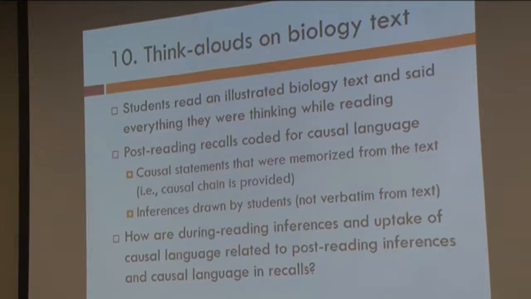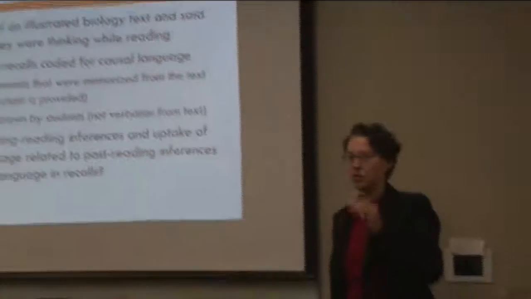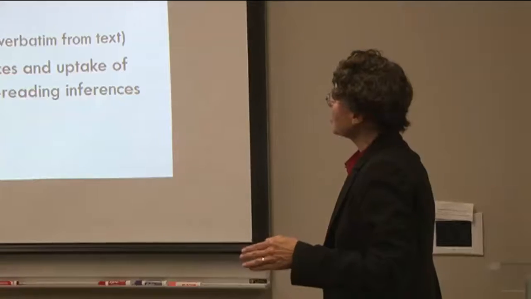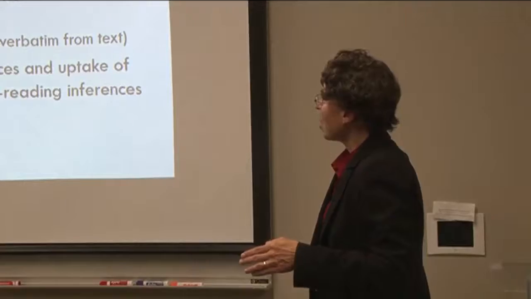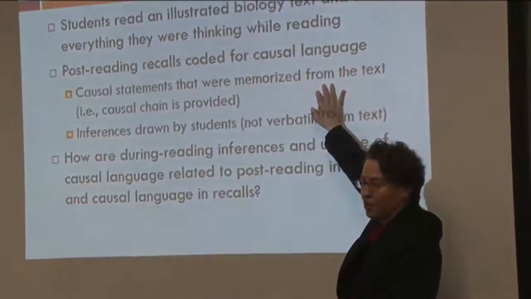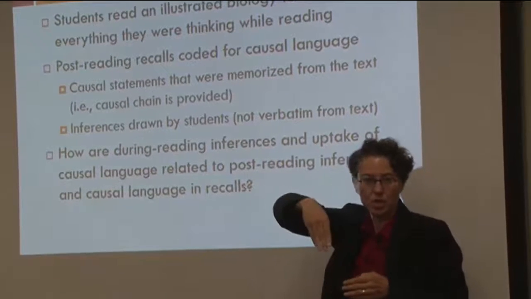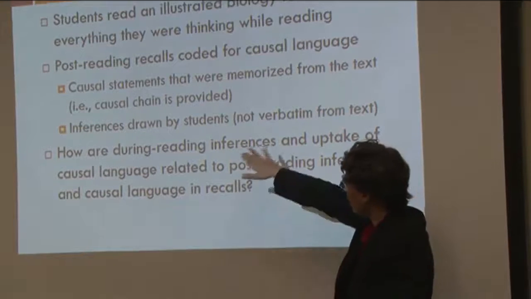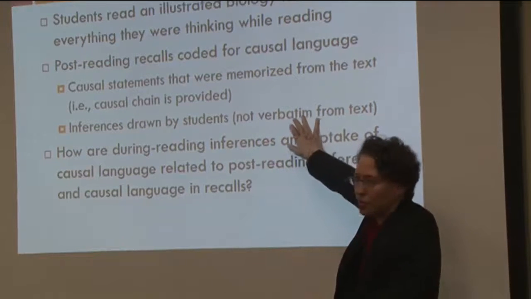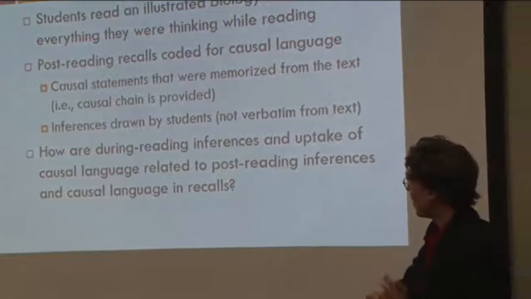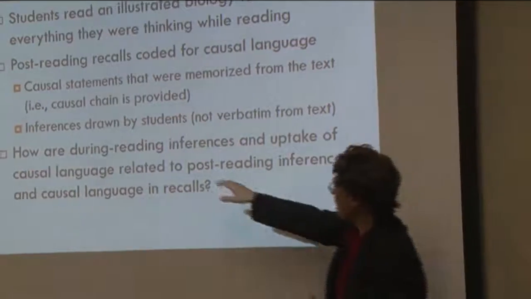And we looked at what the students were recalling after they read, and we looked at to what extent they have causal chains in those recalls. And then we looked into, first of all, were those causal statements just memorized from the text? You know, the text gave you the causal chain and you just were remembering what you were given. Or was it more inferences that were drawn by the students, kind of integrating more across what they had read?